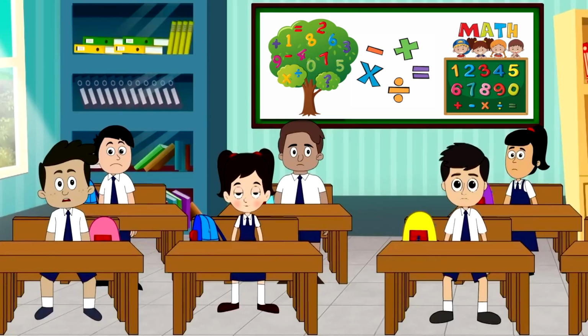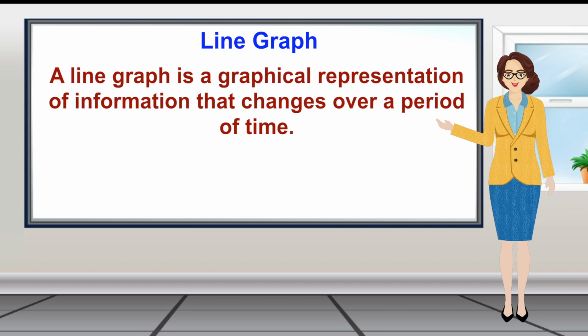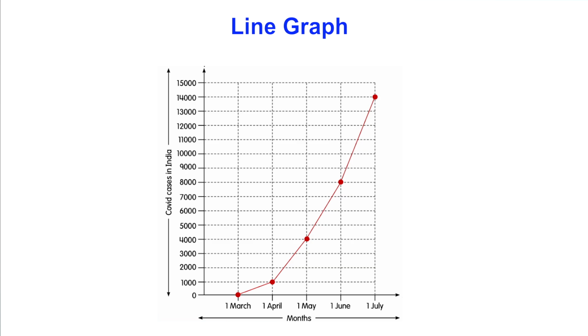Line graph. Let's learn about one more amazing method of representing data. A line graph is a graphical representation of information that changes over a period of time. Observe the given graph made by joining points using line segments. We can plot it by using several points linked by straight lines. It comprises 2 axes, called the x-axis and the y-axis. The horizontal axis is called the x-axis. The vertical axis is called the y-axis.